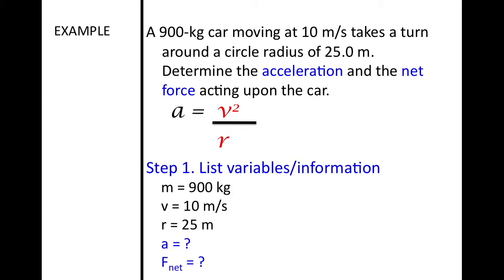So we know that the acceleration equals v squared over r. First step that you want to do is just to list the variables and the information that you know. Here we have mass equals 900 kilograms. We have the velocity being 10 meters per second. The radius is 25 meters. We do not know the acceleration, and we do not know the net force, but we should be able to find both.